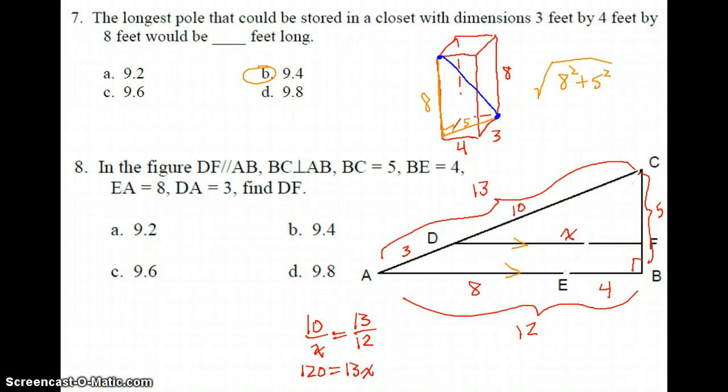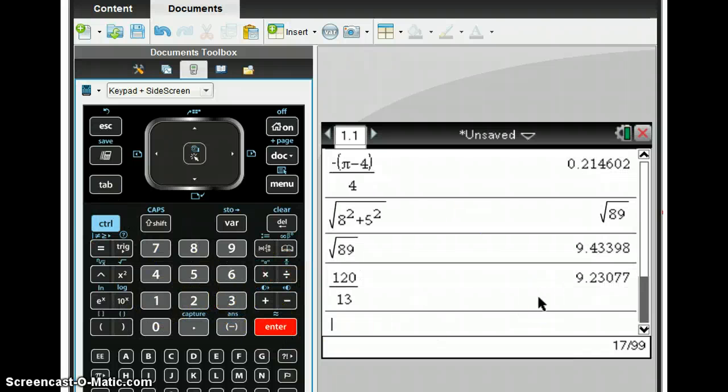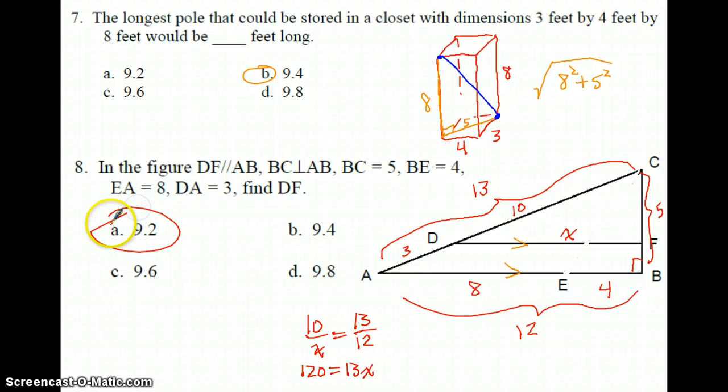I want to take 120 divided by 13, and I know I need a decimal, so let's just do this. 120 divided by 13. 9.23, blah, blah, blah, so it's that.